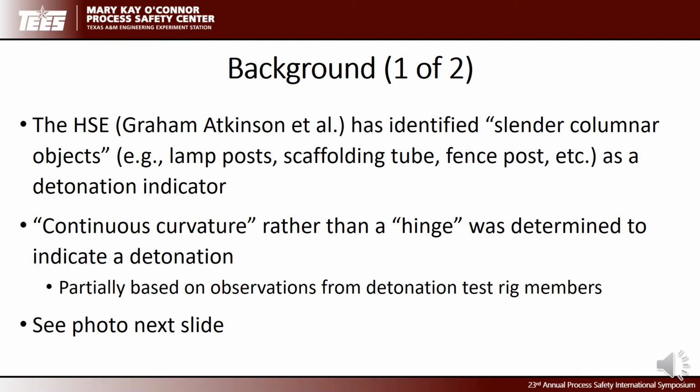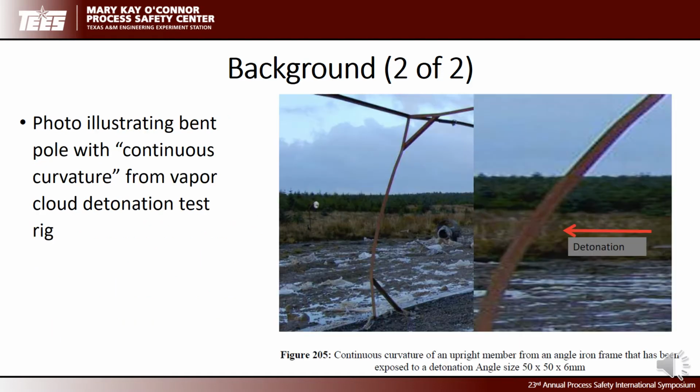So as background, the HSE, Graham Atkinson's team, identified the use of slender columnar objects such as lamp posts, scaffolding tubes, fence posts, things like that, as a detonation indicator, specifically the deformation of such objects in a vapor cloud explosion being an indicator of whether a deflagration or detonation had occurred. And what they observed based on some test results and some analyses was that if a tube or post exhibited continuous curvature rather than a hinge, then that continuous curvature was indicative of a detonation. And we'll look at a photo on the next slide.